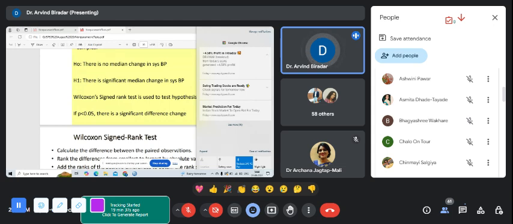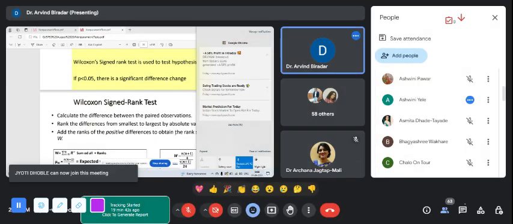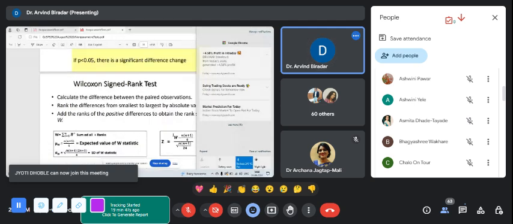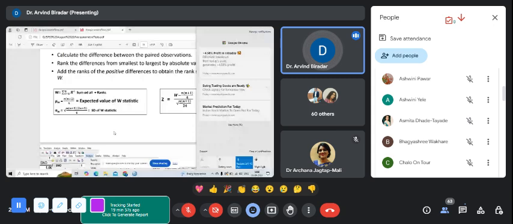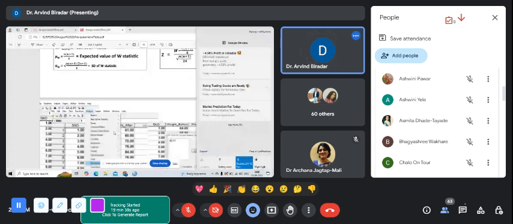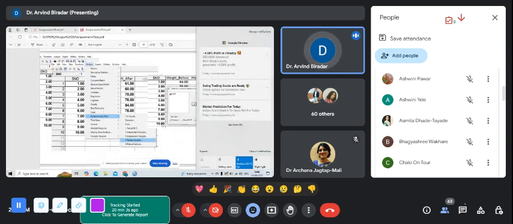Here, Wilcoxon signed rank test. Calculate the difference between the paired observations. Rank the differences from the smallest to largest. Add the ranks of the positive differences to obtain the rank sum. These are the results. Manually, we have to calculate all these things, but by using software, the things are like this.